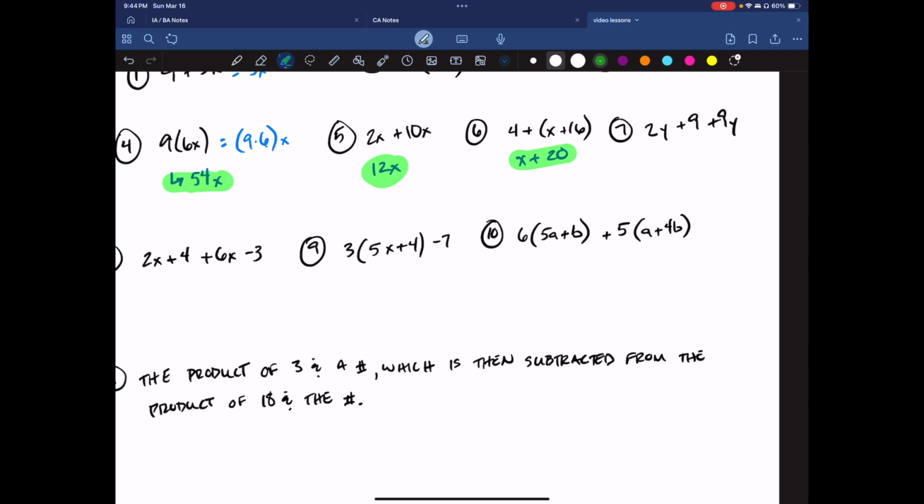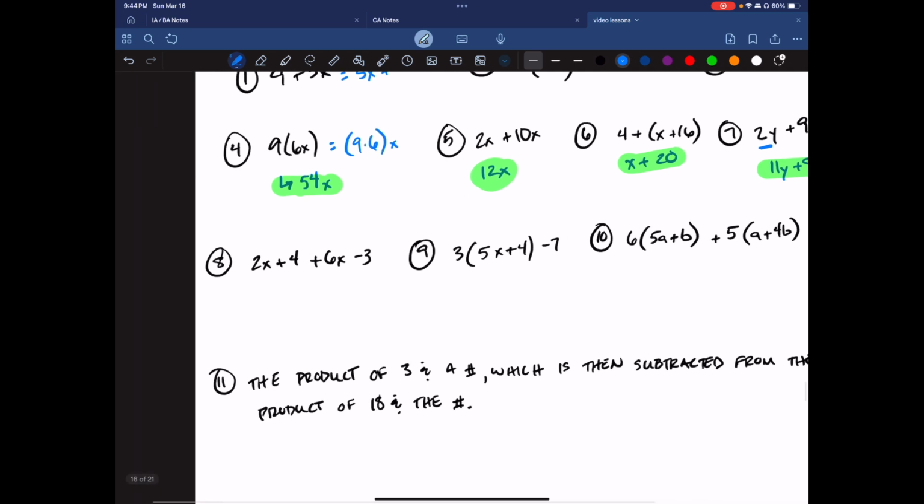Number 7, regardless of if you have parentheses or not, you can change the order if it helps and say 2y plus 9y plus 9 instead of having the 2y separated. You have a y here and a y here, so that's going to be 11y total plus 9. Okay, it's as simple as that.